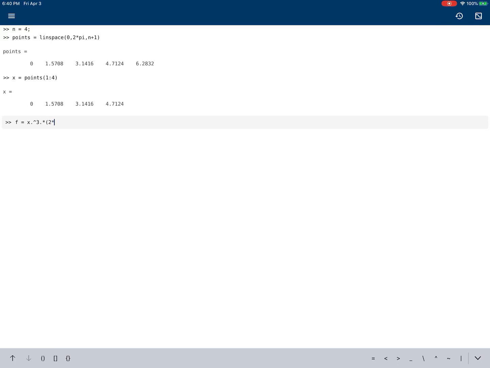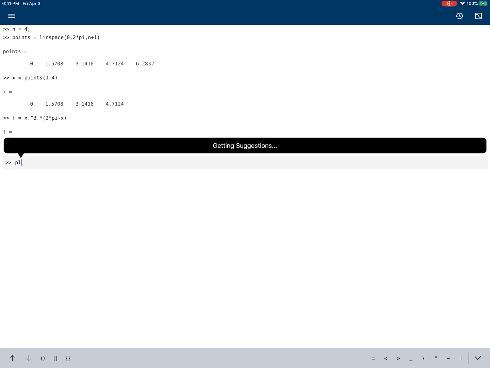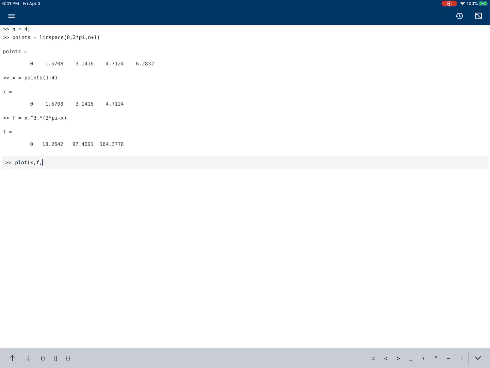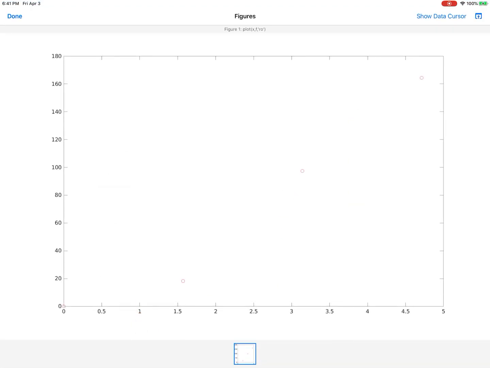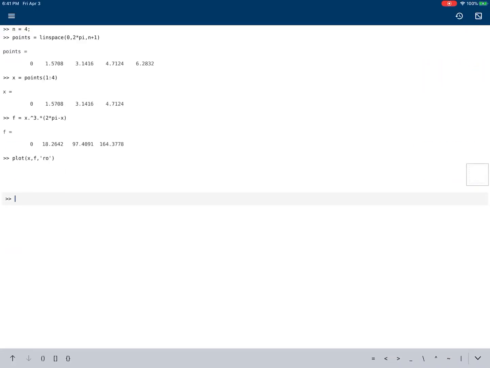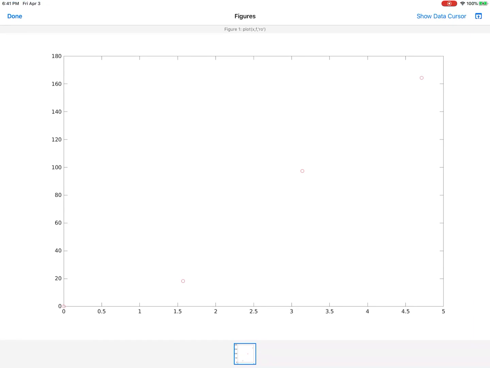And I'm going to make my sample vector f like I would in the example that we did by hand. This will be computed thusly. I'm still using the same function x cubed times 2 pi minus x, but I'm doing this in vector form. So this is my sample vector. If I were to plot this, I'll do x by f, and I'll do this in little red circles. So 'ro' is red circles. And voila, I have my sample points.